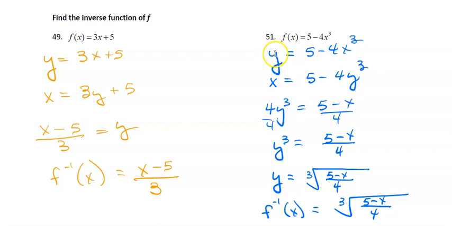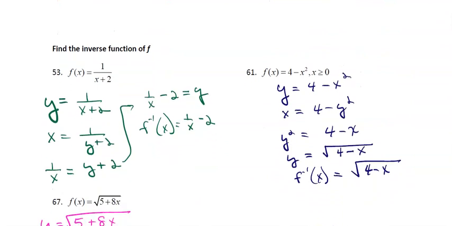51, same idea. Take it out of function notation. Switch your x and your y. So what I did was I brought the negative 4y cubed over here to the left. I then subtracted the x from the 5. I divided both sides by 4. I am now left with y cubed equals 5 minus x over 4. I do not want y cubed, I want y. Take the cube root of both sides. Change it back to function notation using the inverse notation, and you're done. Okay, let's keep going.